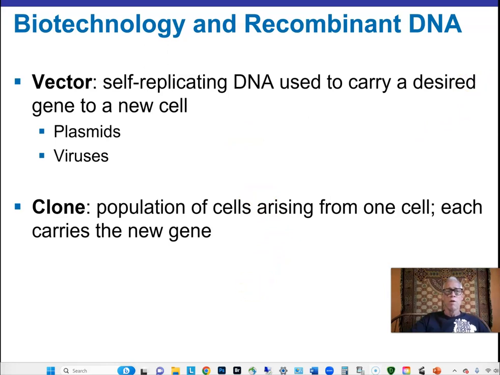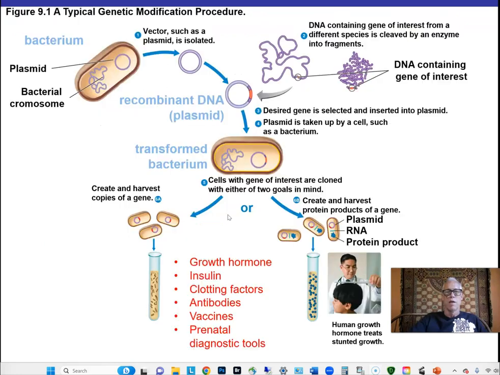A clone is a population of cells arising from one cell. So let's say we insert a gene of interest into a plasmid, and then we say, wow, we need a lot of copies of that to do something with it. We can introduce that into a bacterium and then let individual bacteria that now have that plasmid in it grow into colonies. And each colony is called a clone. It's a population of identical cells that came from that first cell.